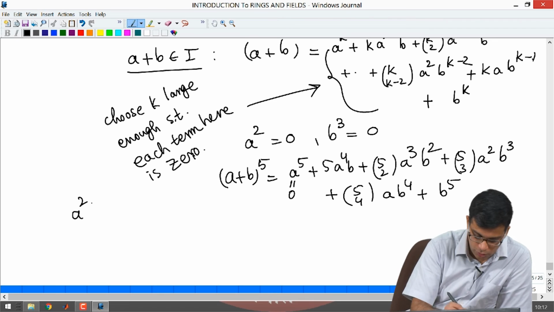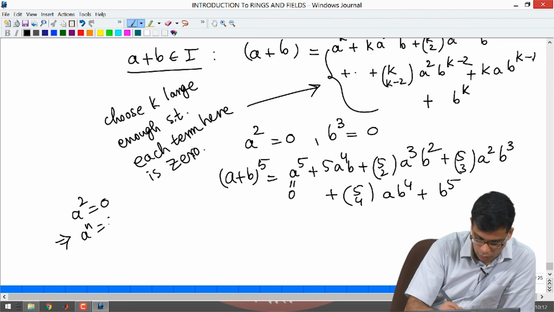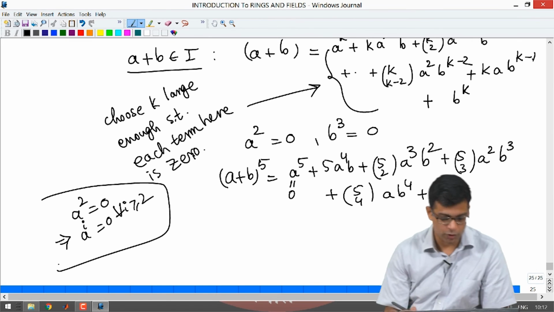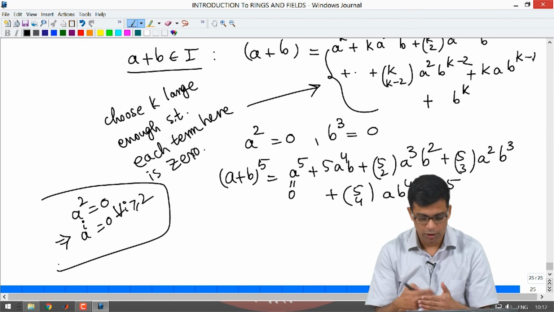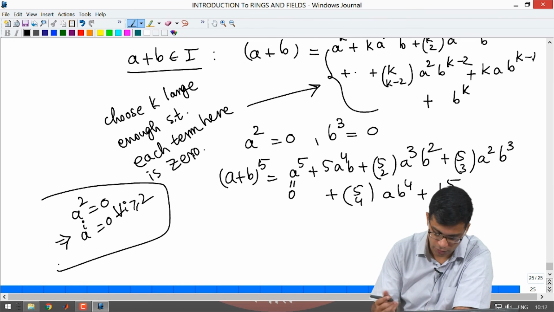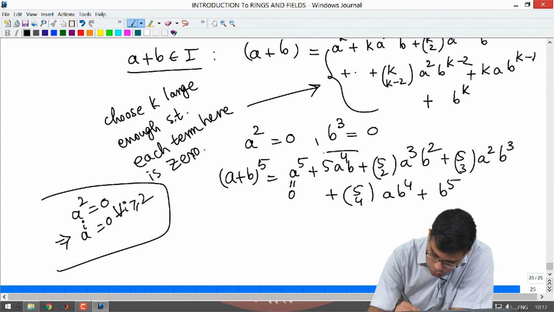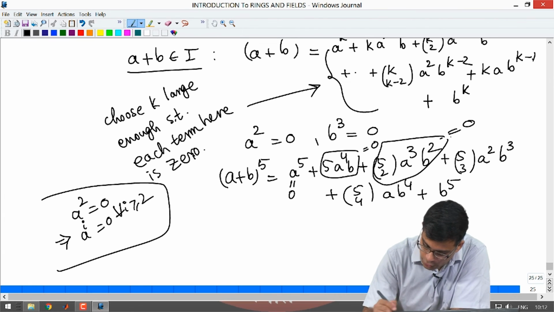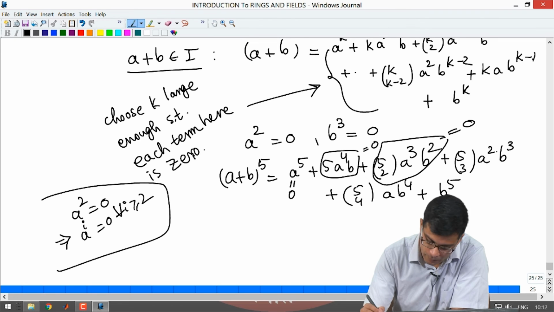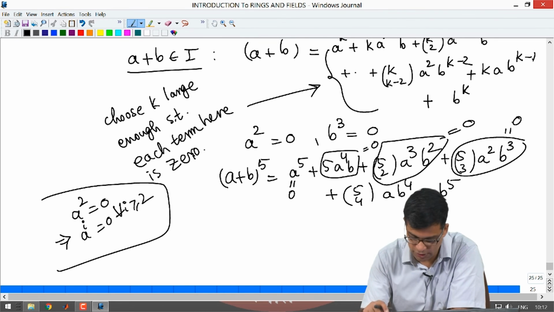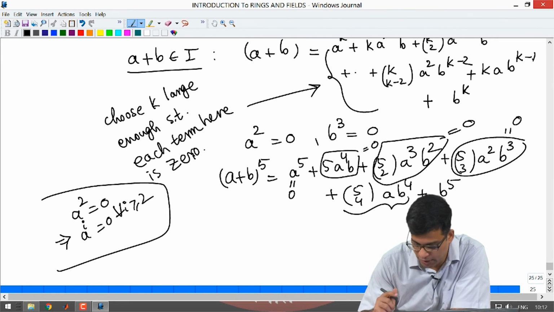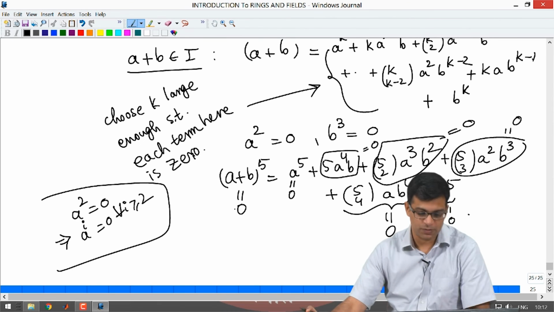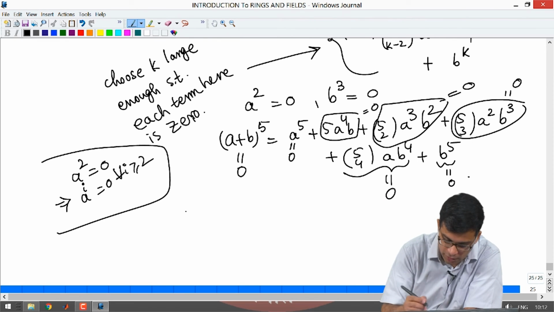See, if A squared is 0, it is very easy to check that A power i is 0 for all i greater than or equal to 2, right, because A squared is 0 means A squared times A is 0, that means A cubed is 0, A to the 4th is 0 and so on. So, A power 5 is 0, this is also 0 because no matter what B is, A power 4 is 0, this is 0 because A cubed is 0 again, this is 0 of course because A squared is 0. Now, we use the fact that B cubed is 0, so this is 0 and this is also 0. So, A plus B power 5 is 0. So, this idea will tell me that. So, this is an example.